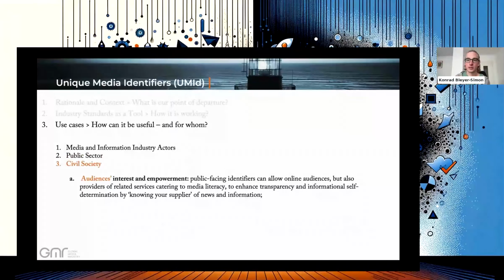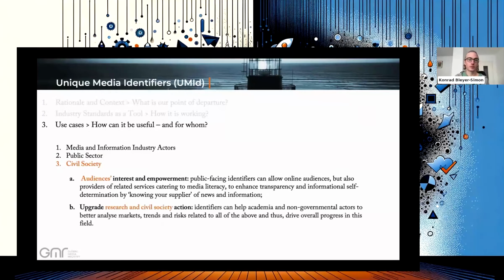So there's a lot of discussion nowadays about media literacy. There are lots of NGOs who are involved in the field, and for them, unique media identifiers can be a great tool to empower audiences, because it can become a tool which helps any user, you or me, to identify whether the piece of content that is shown to you on social media or in Google or anywhere else is actually what it says it is. And it can help you trace back the source of this information.